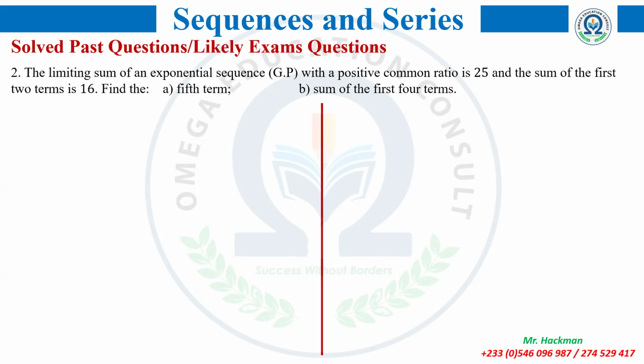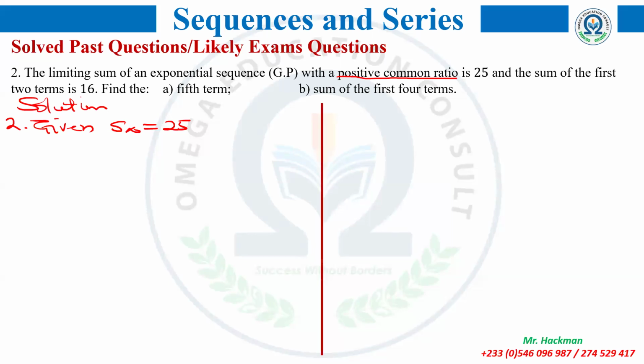Okay, well done. So now, as usual, solution. We are going to extract. Question 2, giving the limiting sum of an exponential sequence, GP, with a positive common ratio. Underline this, very important. It's 25. So it means my limiting sum, we now know that the sum to infinity, is equal to 25. Do you agree?